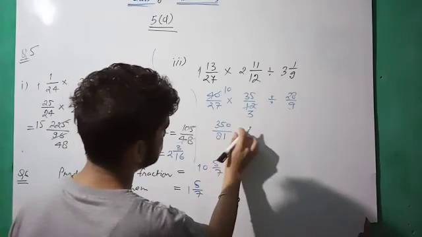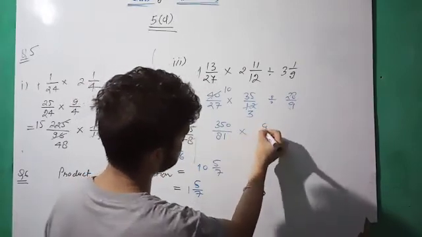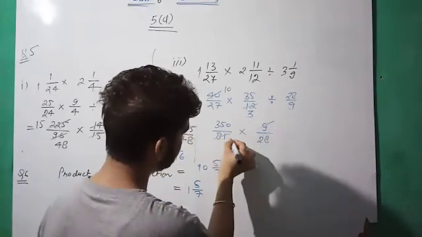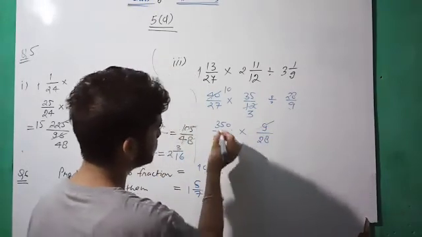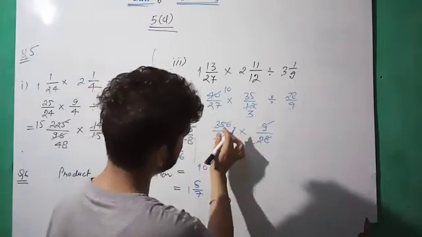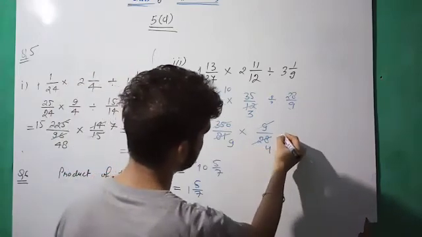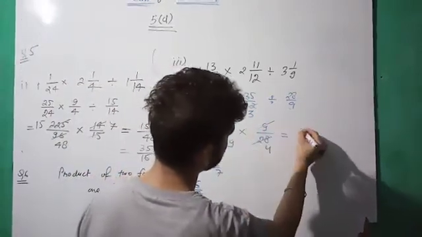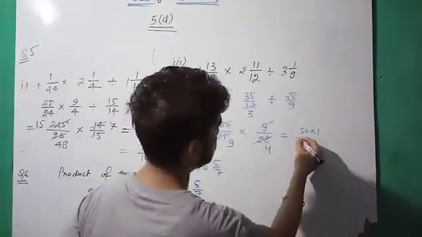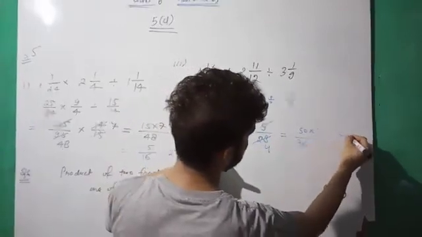Now instead of divide, you have to multiply and just change it with 9 upon 28. Now 9 9s are 81, so this is 9, and cancel both the terms with 7 because 7 5s are 35, so 5, and 7 4s are 28. Now we have 50 into 1, 50 upon 9 into 4, that is 36. So 50 upon 36 is the answer.